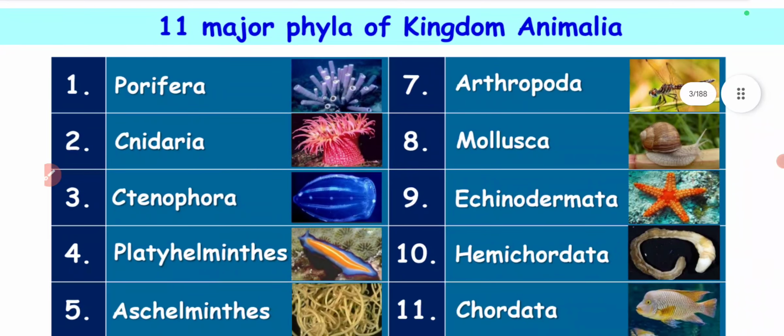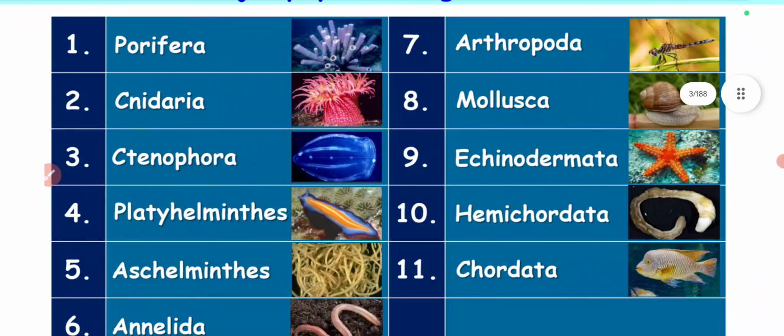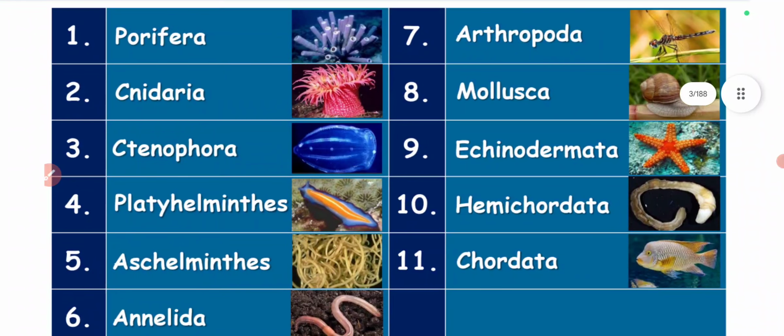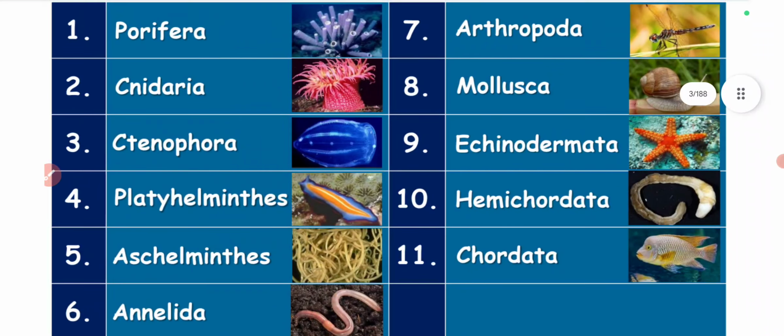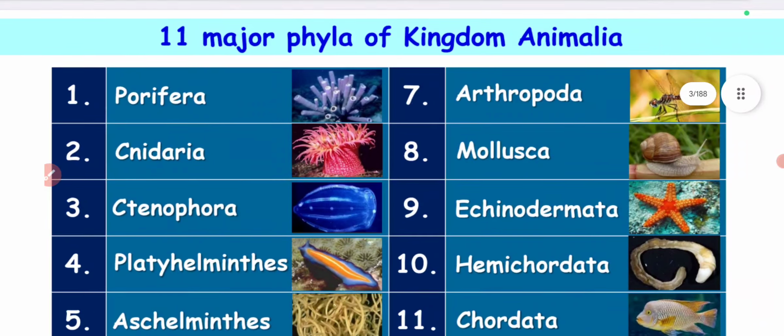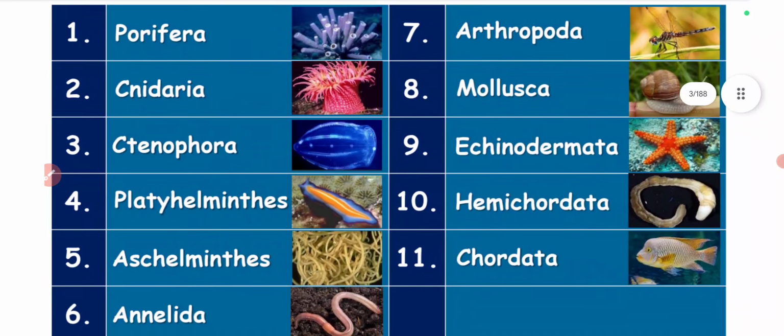There are 11 major phyla of kingdom Animalia, which we are going through in detail in this video. First of all, Porifera, Cnidaria, Ctenophora, Platyhelminthes, Aschelminthes, Annelida, Arthropoda, Mollusca, Echinodermata, Hemichordata and Chordata. We are going through all of these phyla of the animal kingdom.